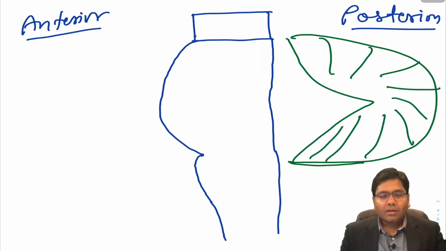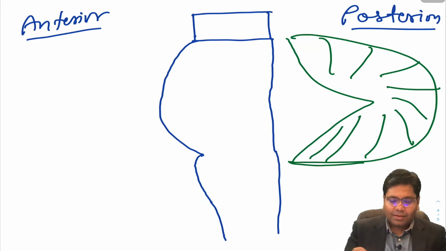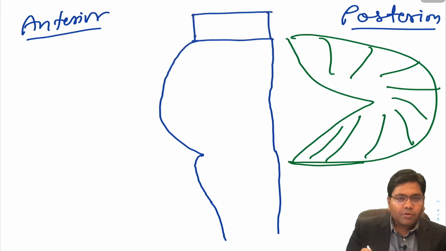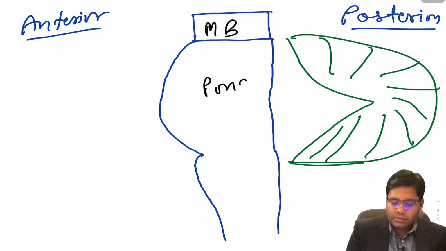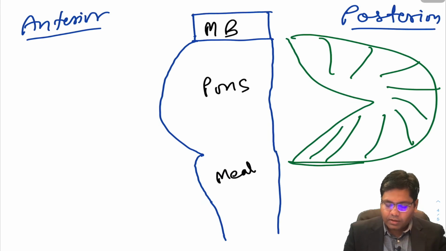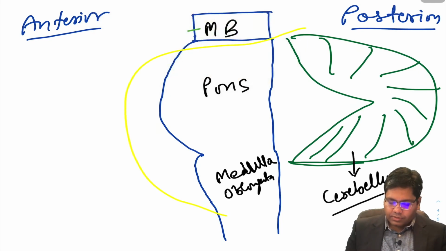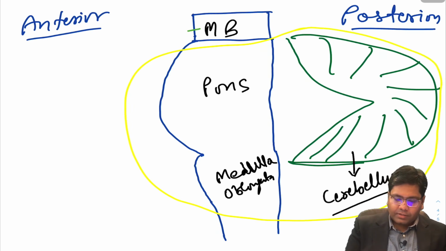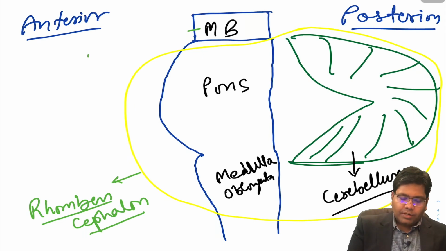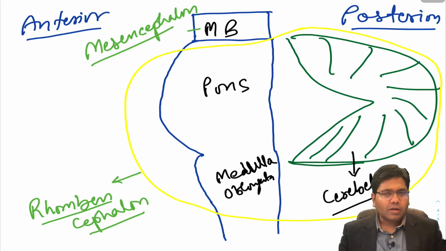That is behind the brainstem. So let me give the names again. This is midbrain, this is pons, this is medulla oblongata, and this is your cerebellum, and this entire structure is the hindbrain, that is rhombencephalon. And this is the midbrain, this is mesencephalon. I hope you are able to understand till now.